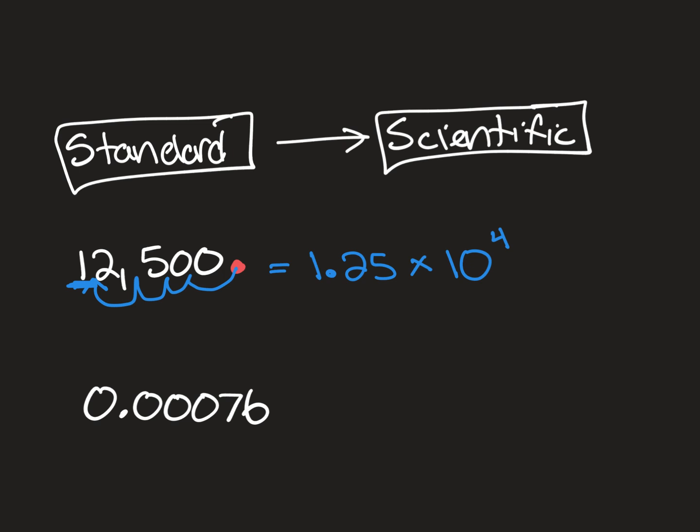And pay attention to whether it was a large or a small number to start with, because it helps you keep the signs correct. So in this second problem, I can see that it is a very small number. So I'm already thinking ahead to know that the exponent is going to be negative. So how many times do I need to move this decimal so that only one digit is in front? 1, 2, 3, 4 times. So I end up with 7.6 times 10, and this time instead of a positive 4, it's going to be a negative 4.